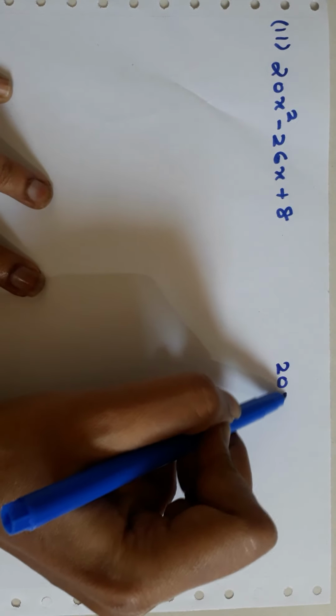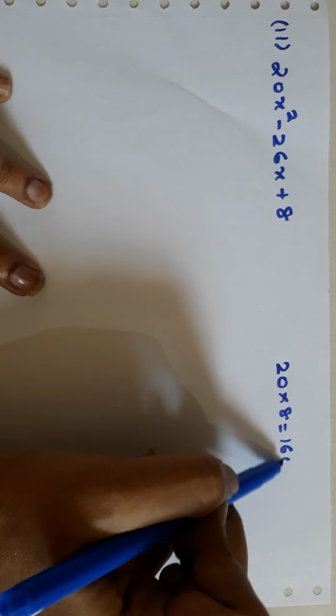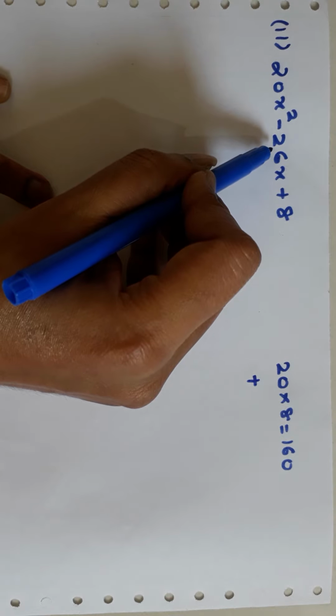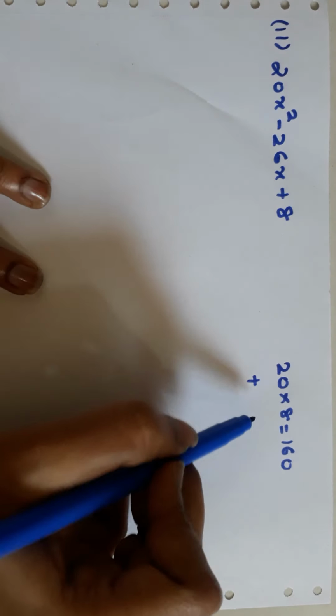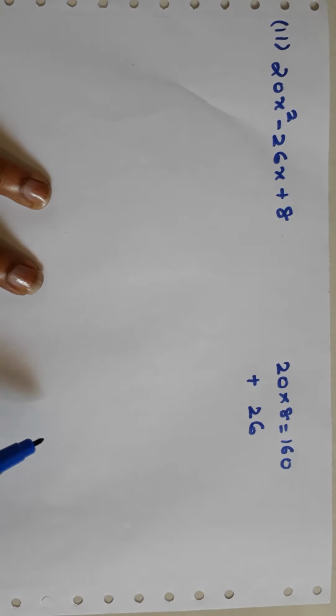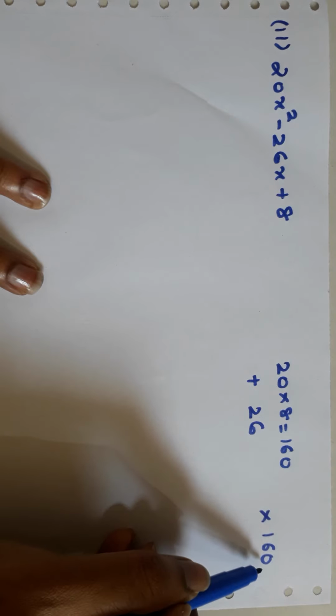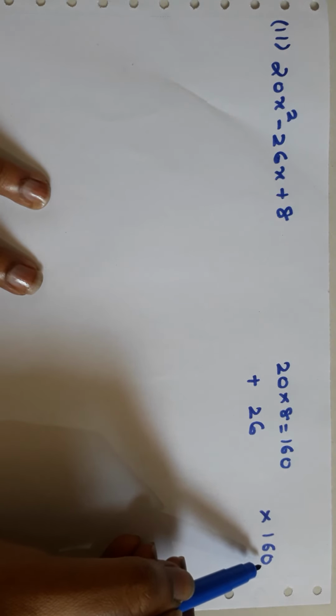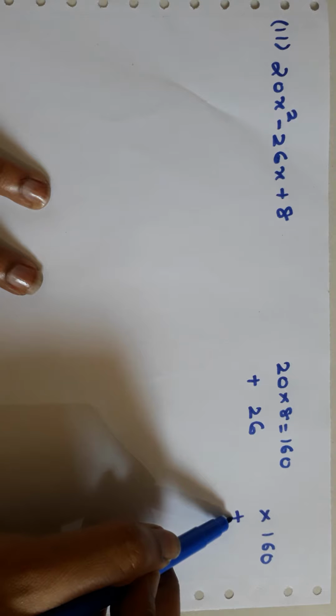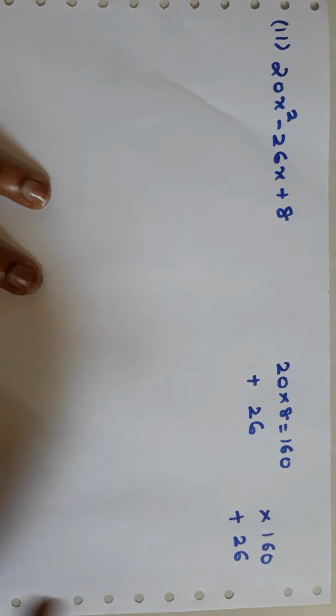Next problem is find the factors of 20x square minus 26x plus 8. Take the product of the coefficient of the first term and the constant term, 160. The sign is plus. The coefficient of the middle term is minus 26, but I am taking only 26. So we need two factors which on multiplication give 160, and which on adding give the number 26.